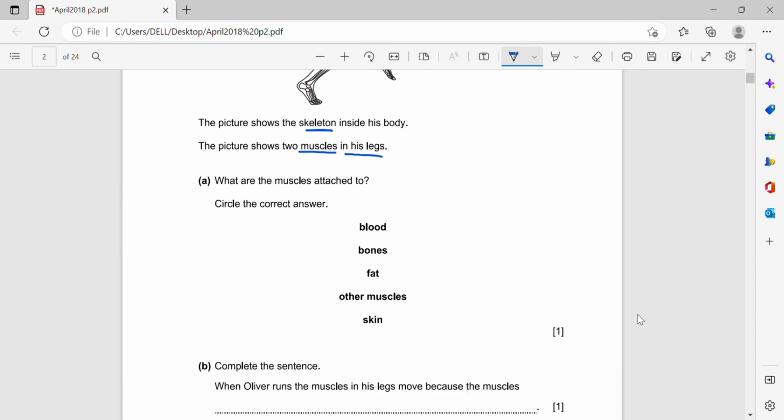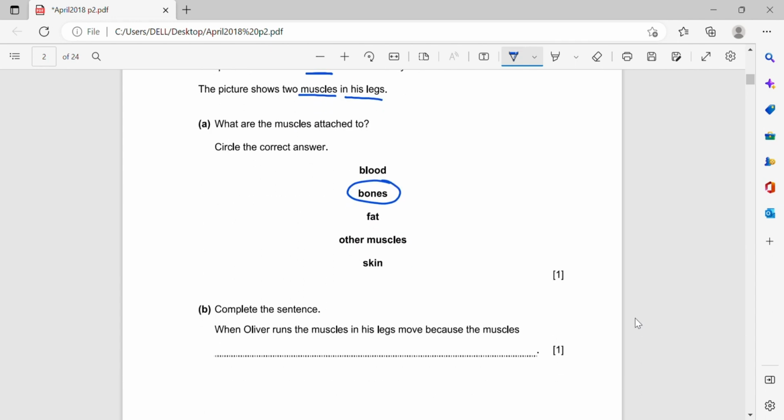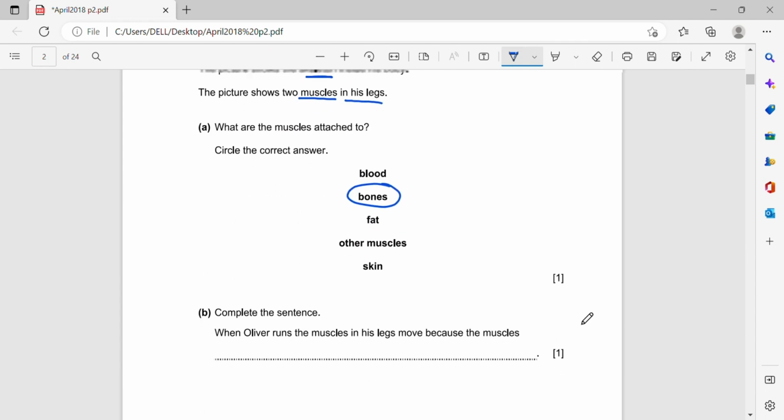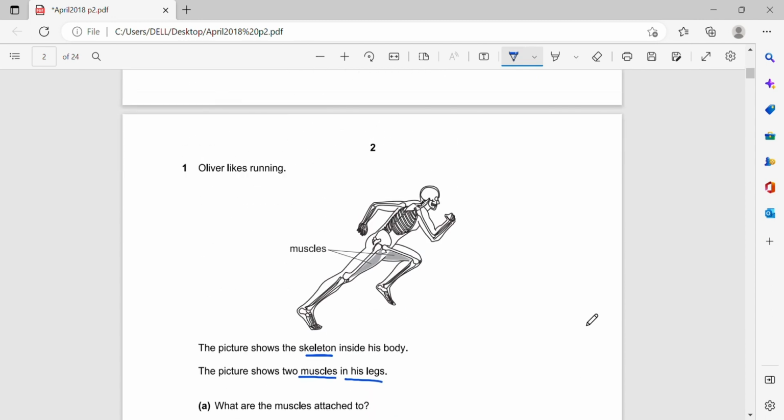Okay, great. The bones. That's why we can move. Muscles attached to the bones so we can move. Complete the sentence. When Oliver runs, the muscles in his legs move because the muscles what? What happens to the muscles in order to move? The muscles contract and relax.